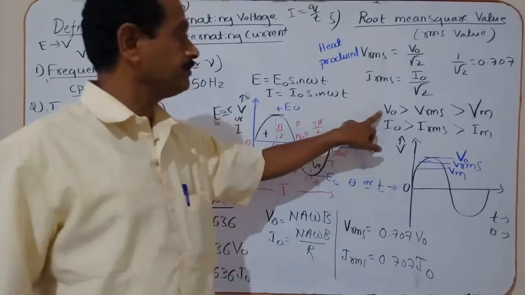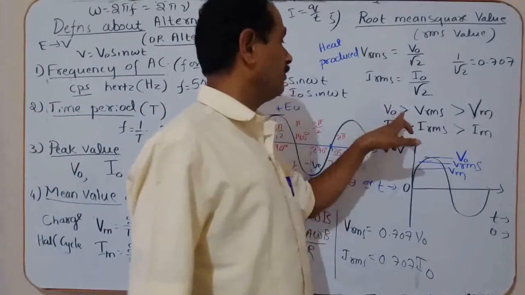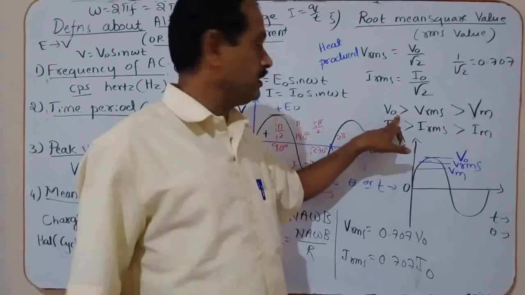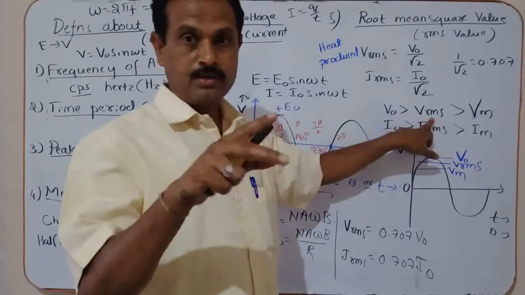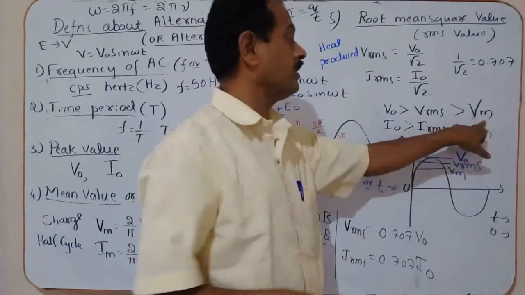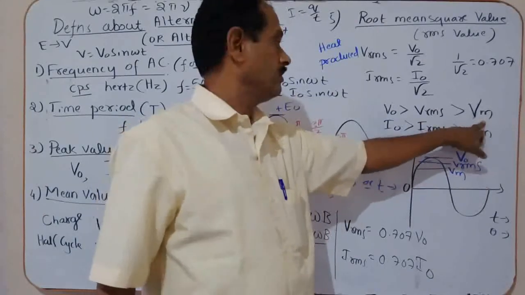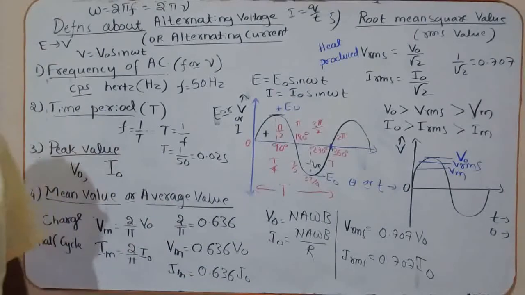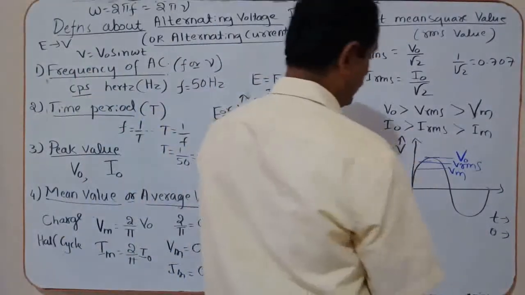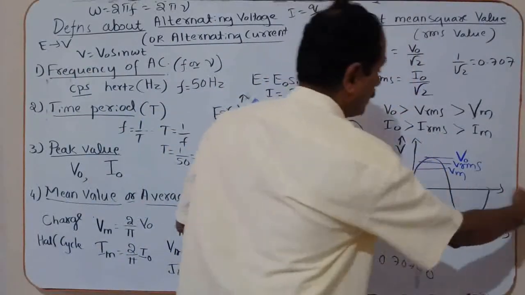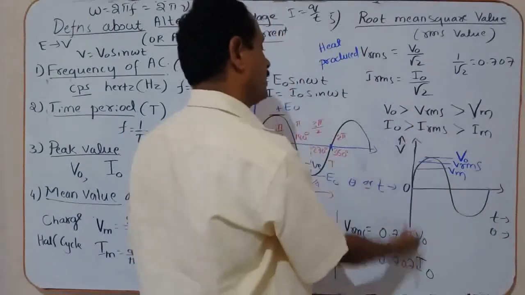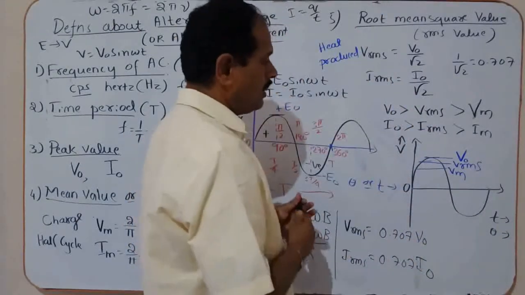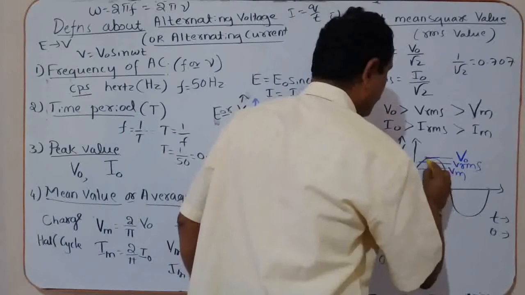How is it related? Peak value of voltage or current is greater than the RMS value. RMS value is greater than the average value or mean value for voltage and current. When you draw the sinusoidal graph, with time along the x axis and voltage or current along the y axis, now it is the peak value.